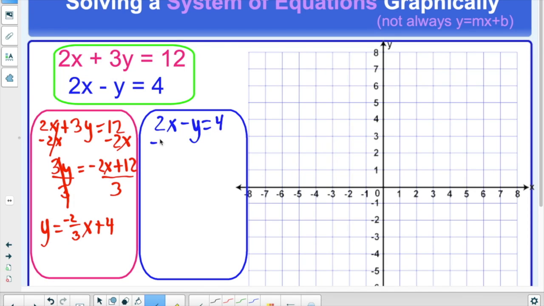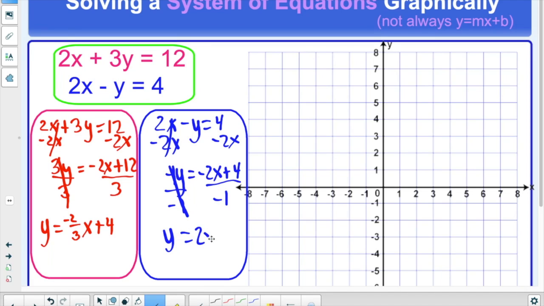I'm also going to change the other equation in blue into slope-intercept form. So I'm going to subtract over the 2x. I'm going to be left with negative y equals negative 2x plus 4. And then I'm going to divide by negative 1 on both sides. So y is going to be equal to 2x minus 4. And now I'm going to graph both of them.